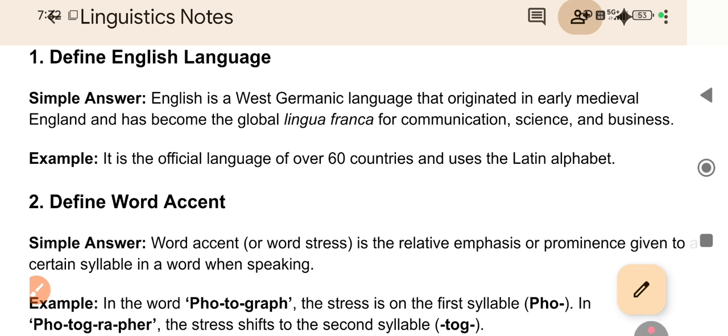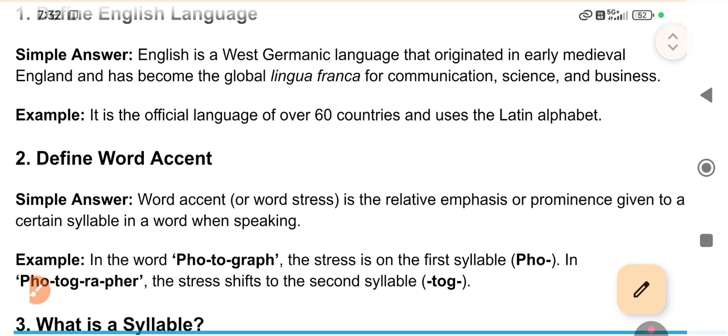Here in this video, I am going to give you an overview of different topics. So, let us read together and try to understand. First of all, define English language. Suppose you may be asked to define language, and especially the English language.